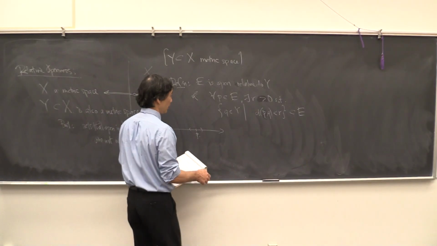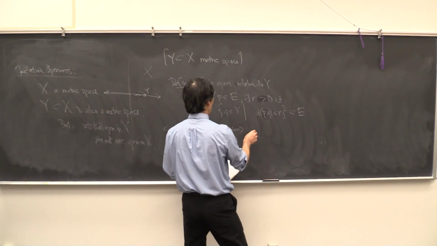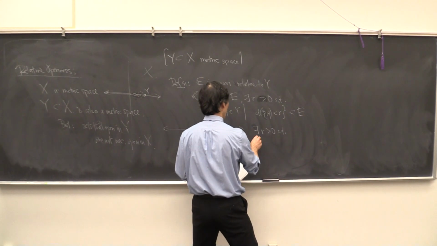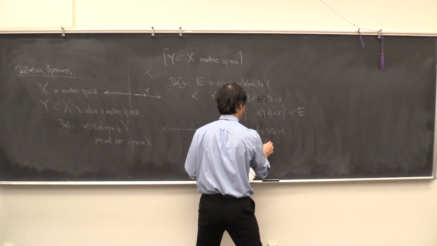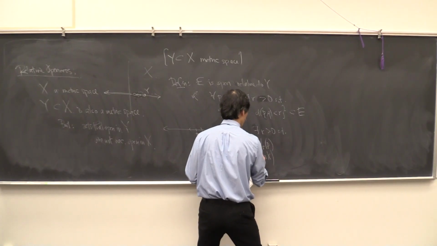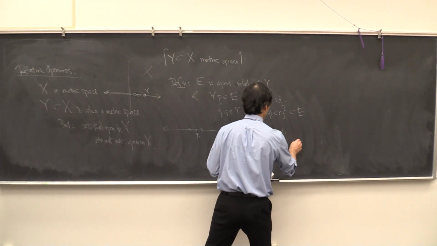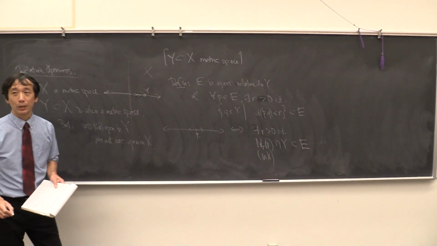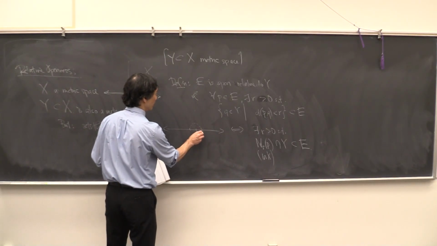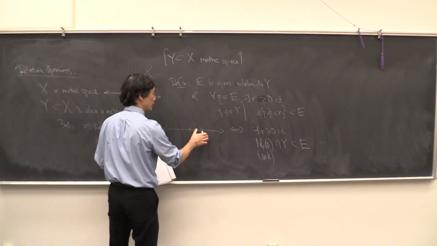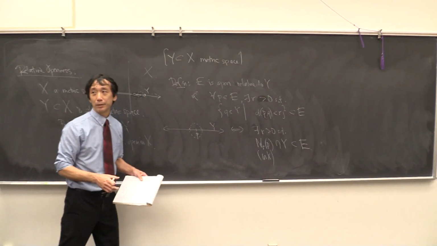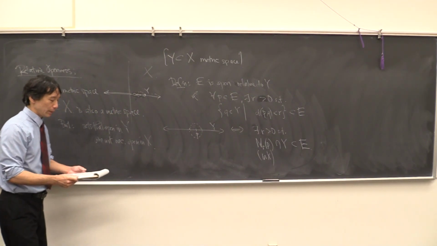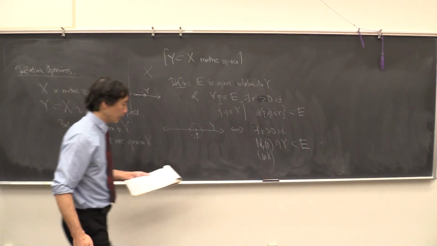Or I could rephrase this as: there exists an R such that the ball N_R(P) in X intersect Y is contained in E. All I'm saying is that there's some ball in X whose intersection with Y is contained in E. It's exactly the same statement. I haven't said anything yet.